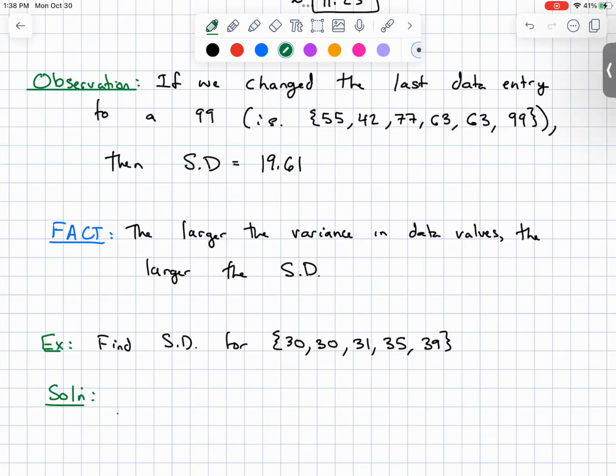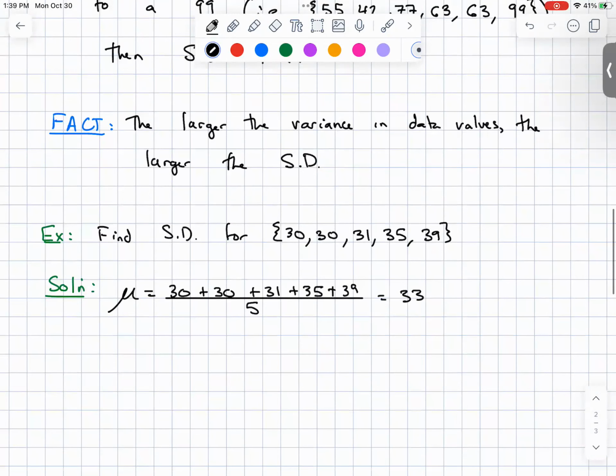Standard deviation, we need the mean. 30 plus 30 plus 31 plus 35 plus 39, all divided by, there are 5 numbers, right? If you plug that in, you should get 33. So the mean mu, I guess this is our second mu, or mu2.